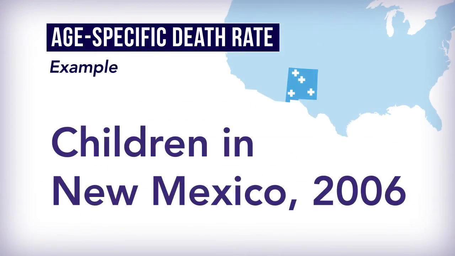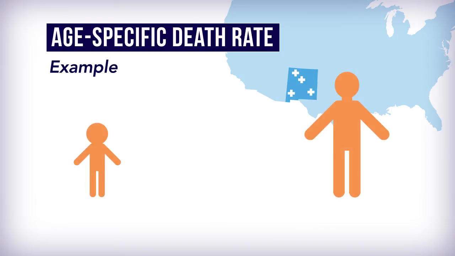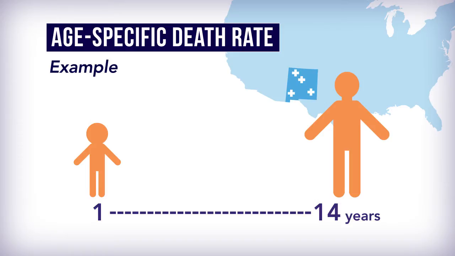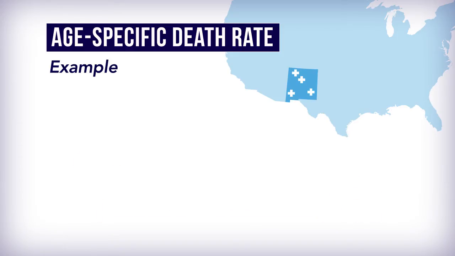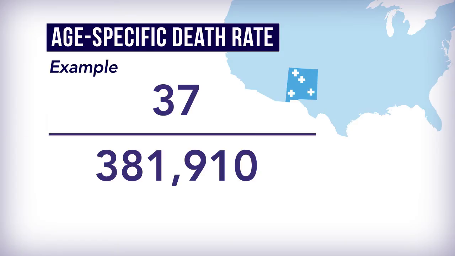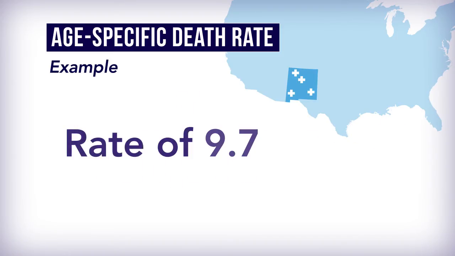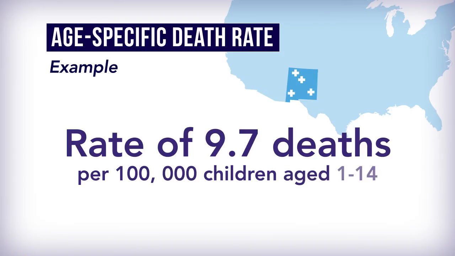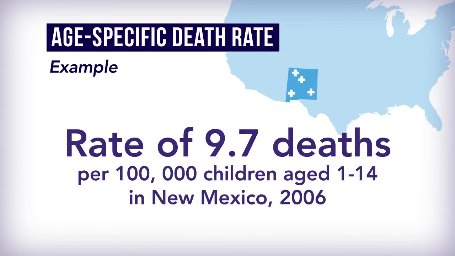Let's take a look at children in New Mexico, which is one of the states in the United States, in 2006. Our specified age group is children from ages 1 to 14 years, and our total population at those same ages is 381,910. And the total deaths in the specified age group is 37. So we divide 37 by 381,910, and we multiply by 100,000. And this gives a rate of 9.7 deaths per 100,000 children at these ages in New Mexico in 2006.